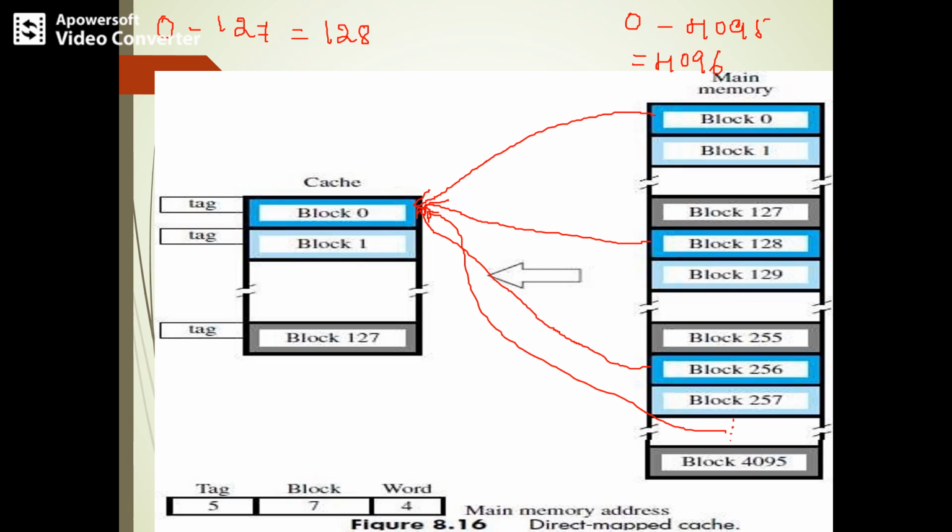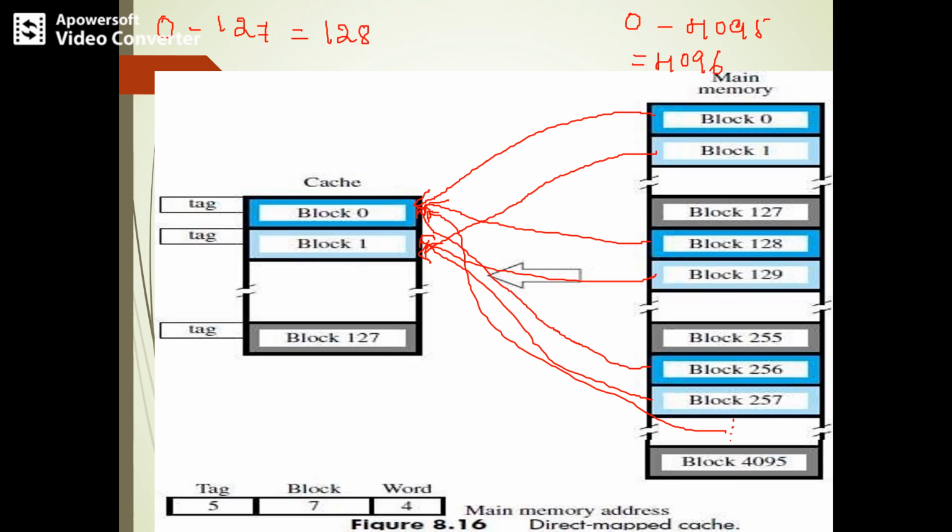Similarly, we have the next set of blocks: block 1 is mapped into block 1 of the cache. Next, block 129 is mapped into block 1 of the cache, and block 257 is also mapped into block 1 of the cache. So this is how we can map respective blocks from the main memory into the cache, so that the processor can directly access the information from the cache rather than from the main memory.